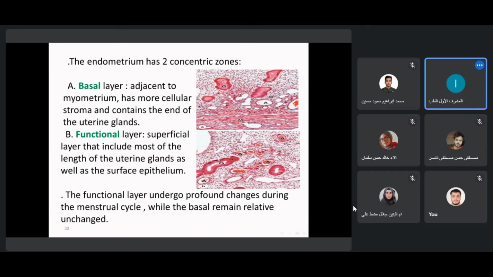The functional layer, which is more superficial, includes most of the length of the developing uterine glands, in addition to the surface epithelium. The functional layer, the layer that is shed during menstruation, is hormone sensitive and undergoes profound changes during the menstrual cycle, while the basal layer remains unchanged, unaffected by the hormonal changes during the menstrual cycle.